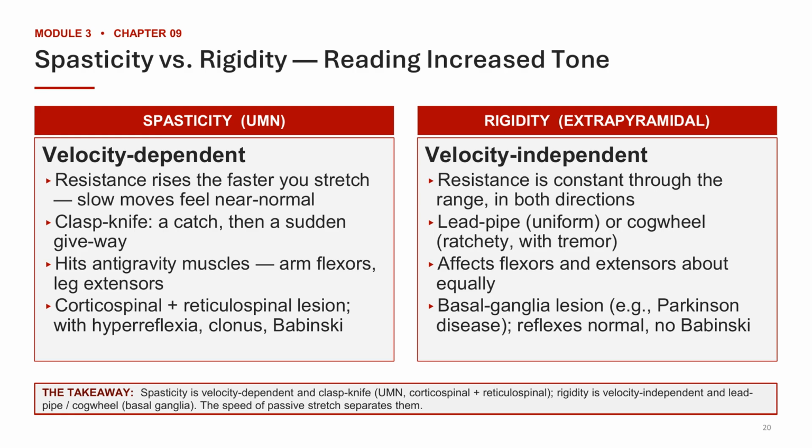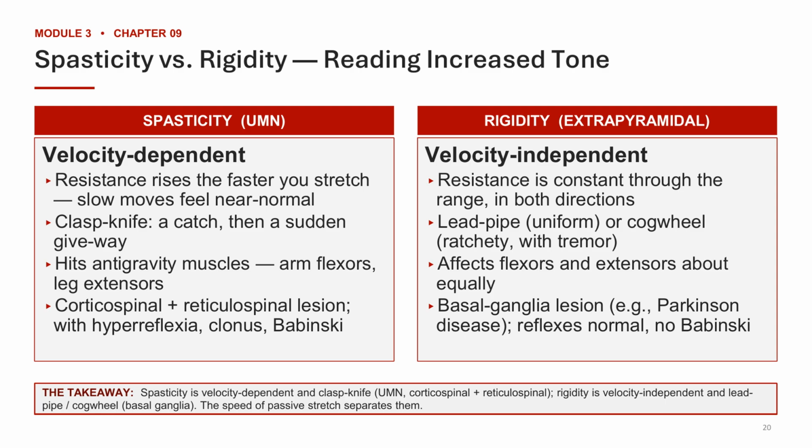Rigidity is the extrapyramidal pattern, and it is velocity independent. Resistance is constant throughout the range and present in both directions, flexion and extension alike. It feels either lead pipe, uniformly stiff, or cogwheel with a ratchety quality when a tremor is superimposed. It affects flexors and extensors about equally. The lesion is in the basal ganglia, Parkinson disease being the obvious example.